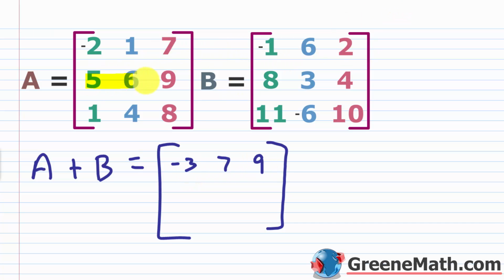Now let's move on. I'll do these a row at a time to make it a little bit faster. What is 5 plus 8? That's going to give me 13. What is 6 plus 3? That's going to give me 9. What is 9 plus 4? That's going to give me 13.